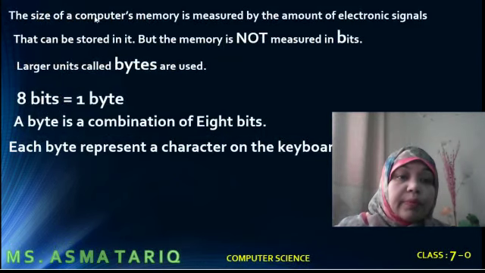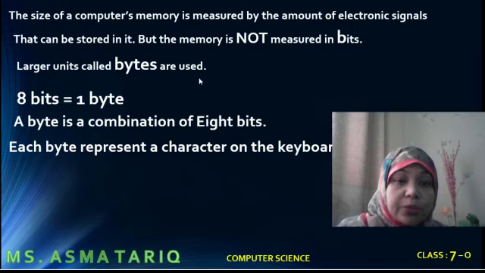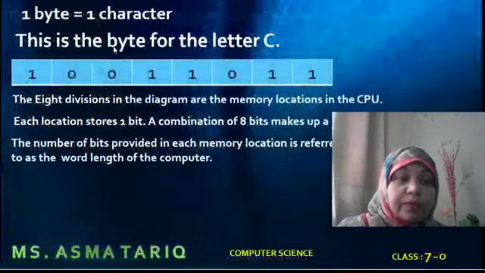The size of a computer's memory is measured by the amount of electronic signals that can be stored in it. But the memory is not measured in bits. Larger units called bytes are used to store data. 8 bits represent 1 byte. A byte is a combination of 8 bits. Each byte represents a character on the keyboard. A byte represents one character.